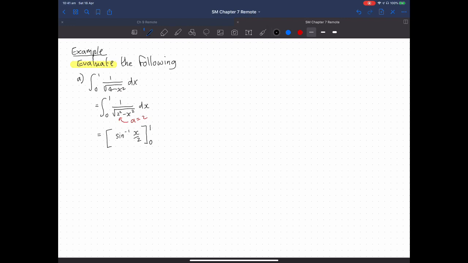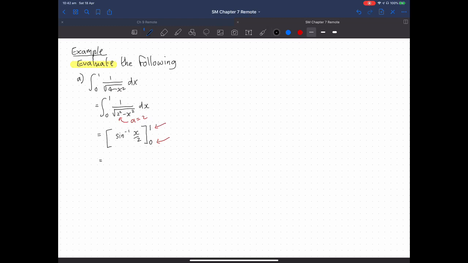Now we substitute in. The first thing we do is we substitute in the number that is on top of the square bracket, which is the 1. Then we substitute the number which is lower on the square bracket, which is 0. The other thing to remember is we subtract the two answers you get: the answer when you substitute in 1 and the answer when you substitute in 0.